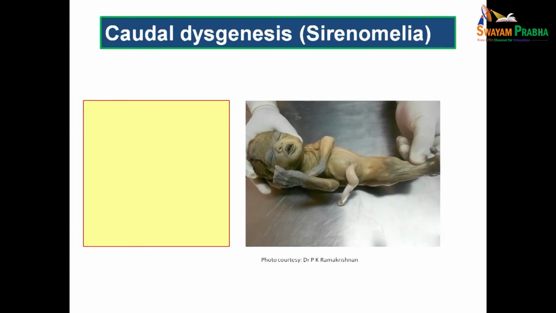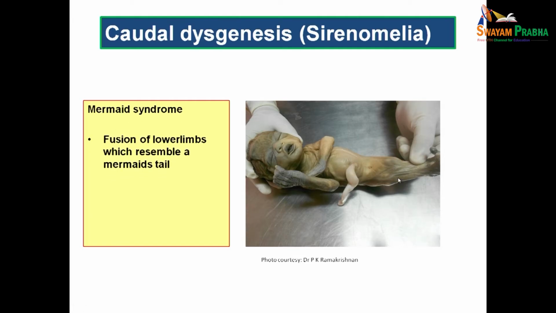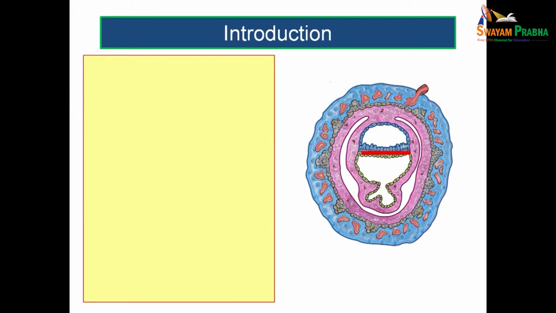So before moving on to the topic proper, let's see a case. This is known as caudal dysgenesis or sirenomelia. When you look at the fetus, you can see that the lower limbs are not properly formed, and the lower limbs are fused and it looks like the tail of a mermaid. Hence, this is known as mermaid syndrome. So, the fusion of lower limbs resembles a mermaid's tail.